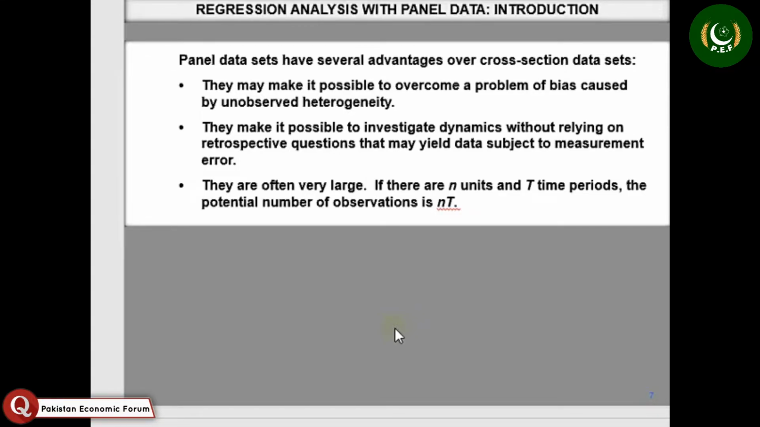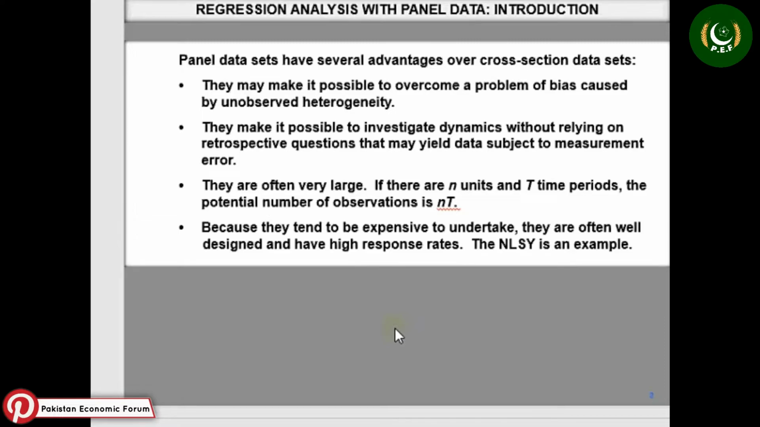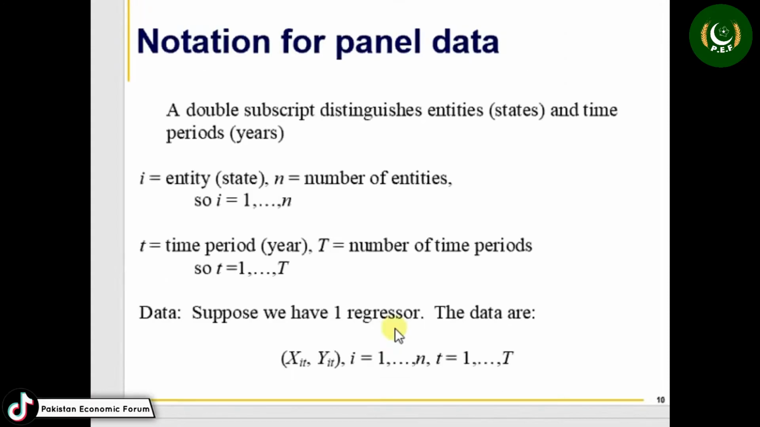Another advantage is that the number of observations is enlarged, because you have n cross-sectional units in T time periods. For example, if you have 200 districts and you have data for 7 time periods, you have 1400 observations. Because such surveys tend to be extensive to undertake, they are often well designed and have high response rates. But their cost is also very high.